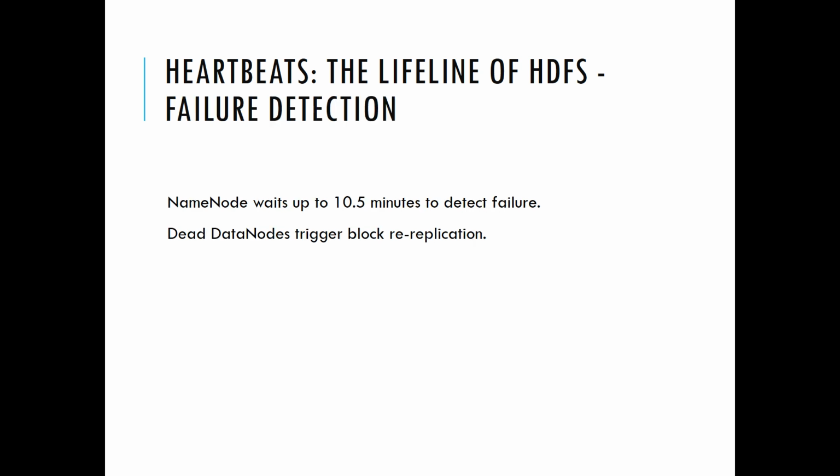One of the most critical aspects of heartbeats is failure detection. The NameNode uses the absence of heartbeats to determine if a DataNode is dead. How long does it wait? The default timeout is 10.5 minutes. This is calculated as 10 minutes and 30 seconds, which is derived from two configuration parameters: the heartbeat interval, 3 seconds, and the heartbeat recheck interval, 5 minutes. Specifically, the formula is 2 * dfs.namenode.heartbeat.recheck-interval plus 10 * dfs.heartbeat.interval. When a DataNode is marked as dead, the NameNode triggers re-replication of all the blocks that were stored on that node. This ensures that the replication factor for each block is maintained, thus preserving data durability and availability.